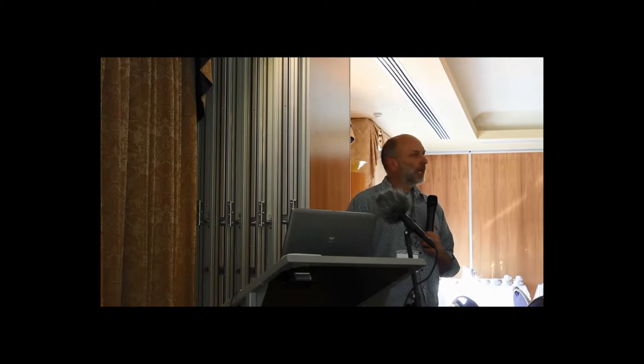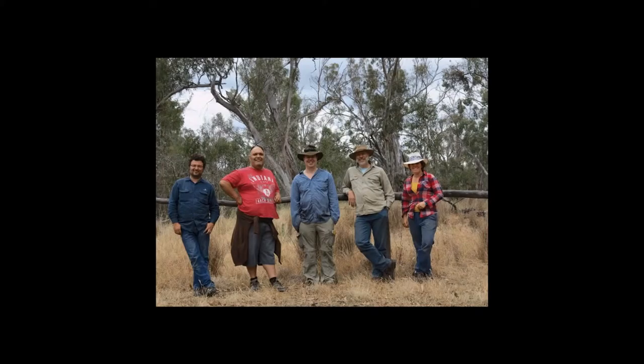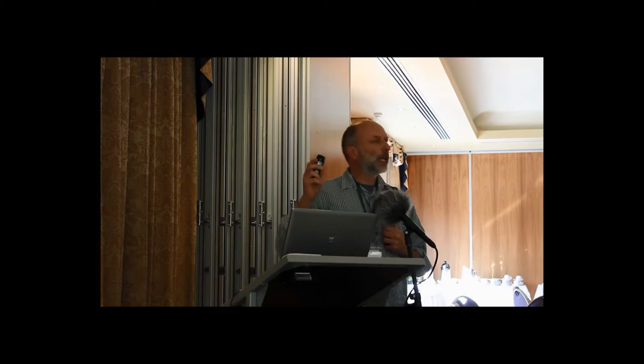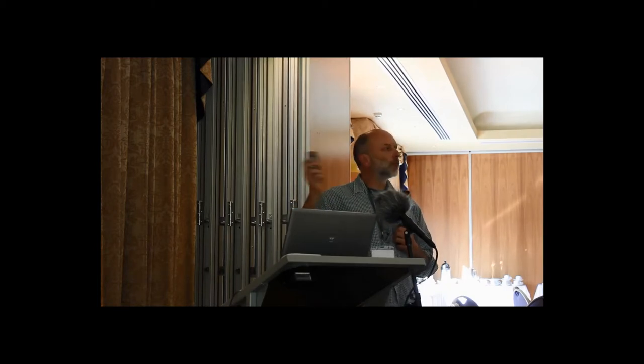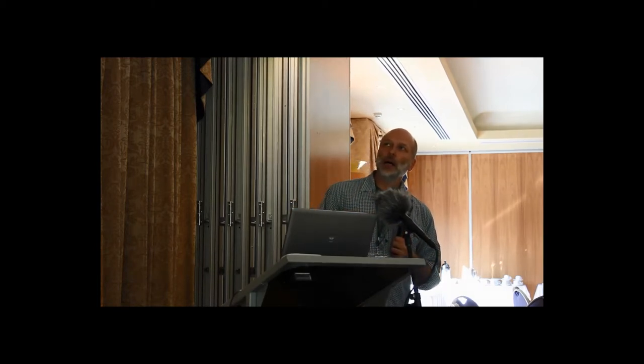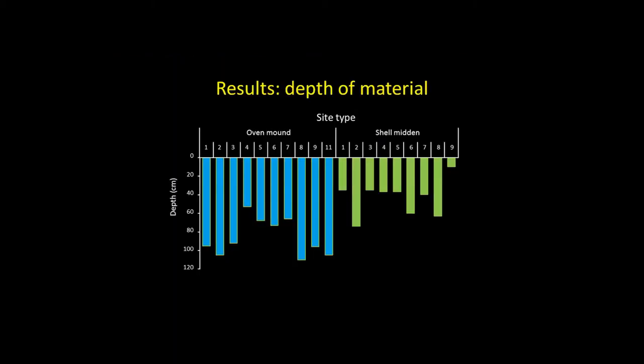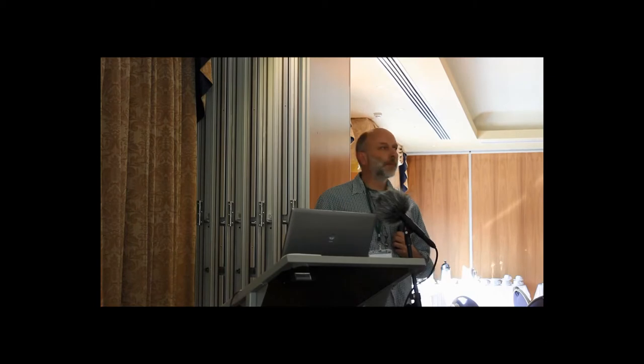And then at the end of the day, we've a satisfied bunch of corers. So, very quickly, some very preliminary results. I haven't got much to show you here, but we've done 20 cores from 11 oven mounds and shell middens. Generally, the oven mounds were considerably deeper than the shell middens. The shell middens are often quite shallow. But we did get down to just over a metre in some cases with these oven mounds, so they're quite deep in places.